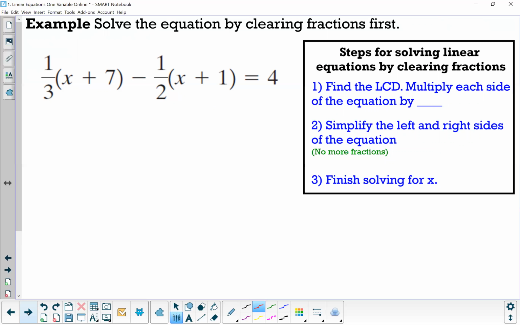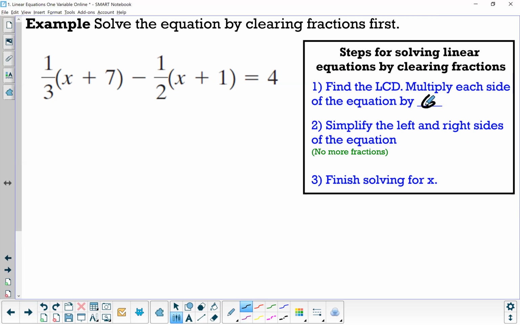Okay. We still got fractions, and the equation just got a little bit more complicated. So, same process though. We have here 1/3 multiplied to parentheses x plus 7 close parentheses minus 1/2 multiplied to parentheses x plus 1 close parentheses equals 4. So again, I have two fractions here, and I'm thinking we're going to clear the fractions. So we have a denominator of 3 and 2.